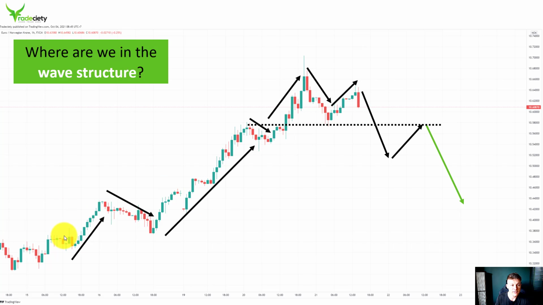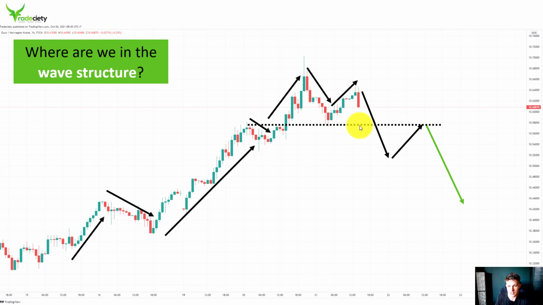So looking at the wave structure as we did in the beginning, where are we now? You can see the market is in wave 1, 2, 3, 4, 5, 6, 7. Wave 7, generally not a good idea to be long, way too late. And when we are looking at a potential downtrend, we are way too early because we have no confirmation. We want to trade here.